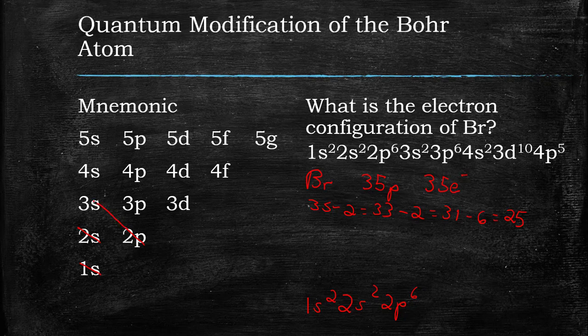I can continue to 3s2, so I can lose another 2, and that's 23. I'm going to put the 23 over here. So I've gone up 1, over 1, time to go up 1, 3p6. I'm going to take away 6. That gives me 17. After 3p comes 4s2.